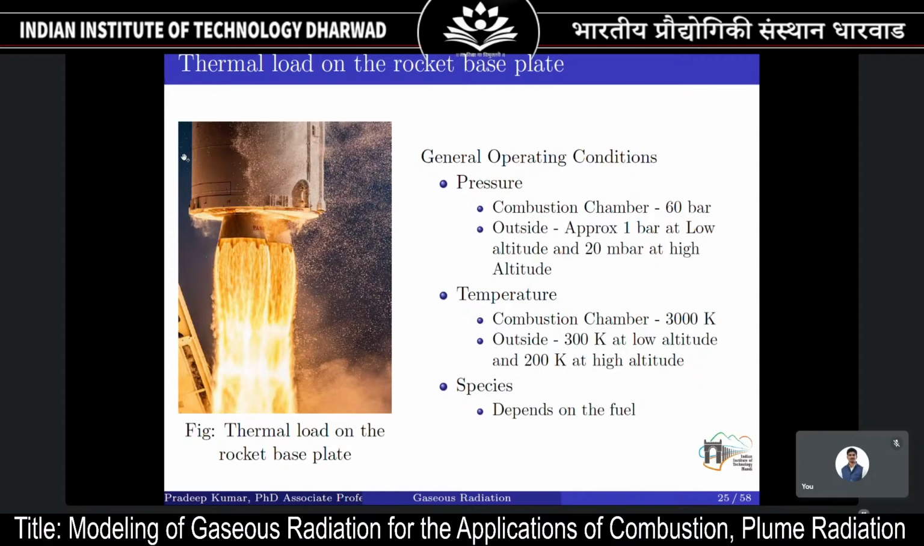But look at your operating condition. Your combustion chamber is at 60 bar. I'm trying to tell you how many thermodynamic states exist. Till now I have calculated only for one thermodynamic state of the gas. 60 bar inside, outside it is almost 1 bar pressure at low altitude, but at high altitude it is 20 millibar. The temperature they are generating is 3000 Kelvin inside the combustion chamber, and outside is 200 Kelvin. Radiation depends upon the constitution of the species, and the species depend upon the fuel. There are different types of fuel they use.